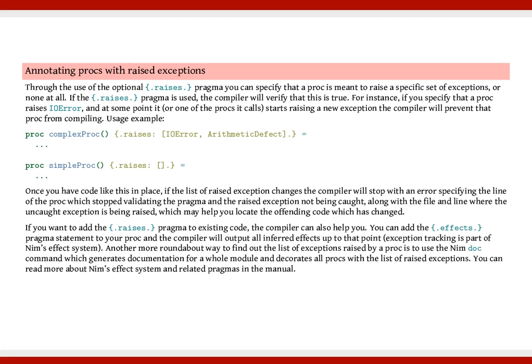pragma, you can specify that a proc is meant to raise a specific set of exceptions, or none at all. If the .raises pragma is used, the compiler will verify that this is true. For instance, if you specify that a proc raises IOError, and at some point it, or one of the procs it calls, starts raising a new exception, the compiler will prevent that proc from compiling.